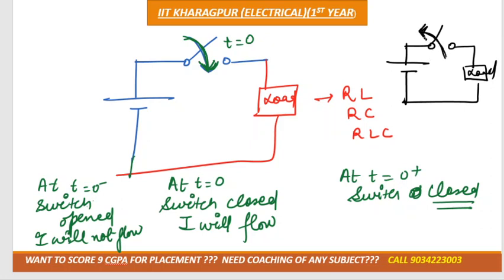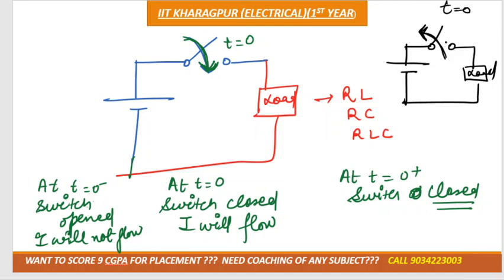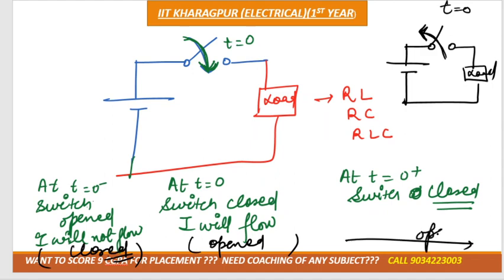Now the situation is changed at t equal to 0. Now see the arrow at t equal to 0. Now in this case, switch is opened or closed? So before that, at t equal to 0 minus, switch was opened or closed? Closed. Then after that, right?